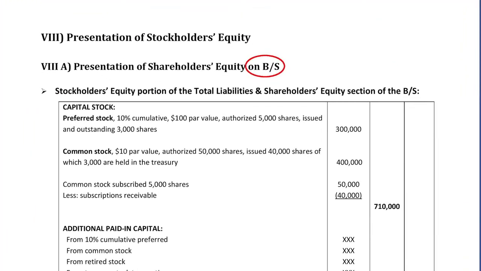So balance sheet contains assets equals liabilities plus equity. And now we're focusing on the equity section of the balance sheet. We're looking at capital stock, and that could be preferred stock and common stock. Now if it's common stock subscribed, not yet fully paid up, that would be separate. So underline common stock subscribed. Now though we have common stock subscribed at par value, there is less subscription receivable.